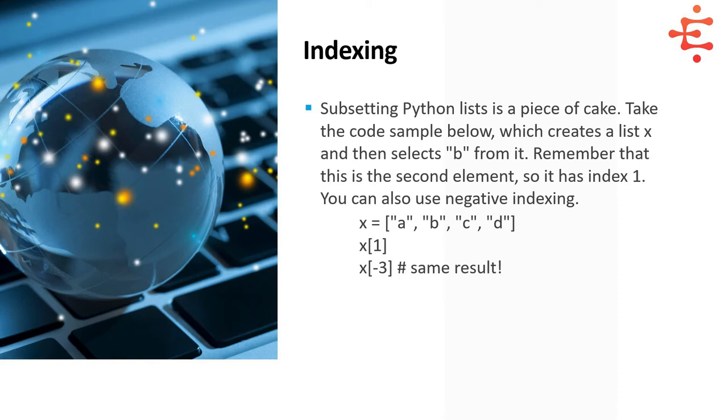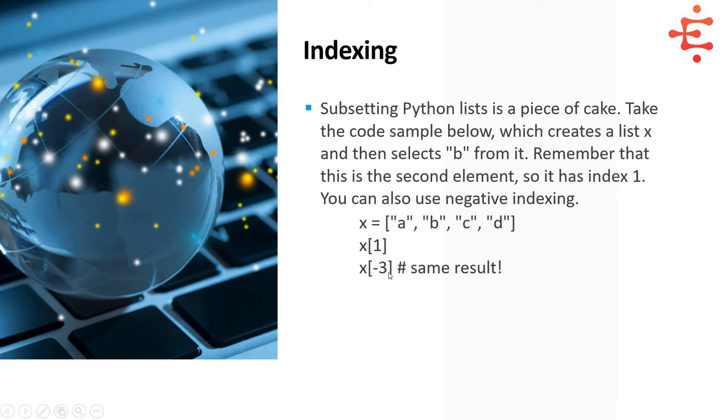Remember that this is the second element, so it has index 1. It means the first element has index 0. As I was telling you, in any programming language, counting actually starts from 0. Even the first element is at the 0th index. So A is at 0th index, B is at first index, C is at second index and D is at third index. So x[1] is going to return B.